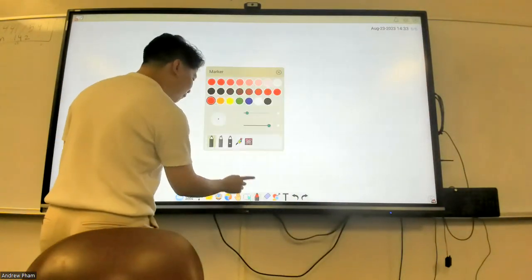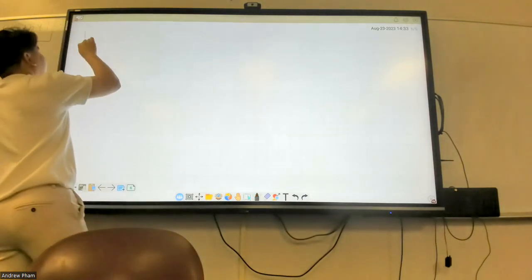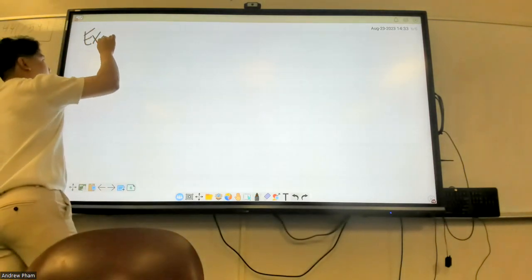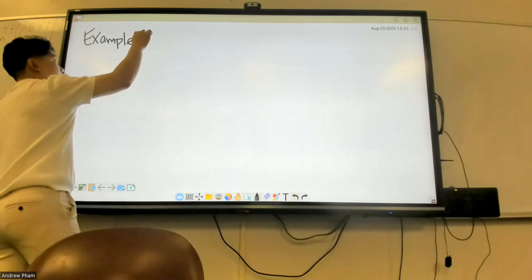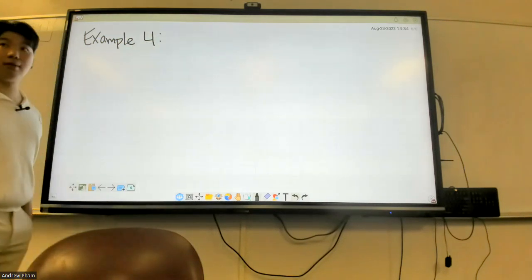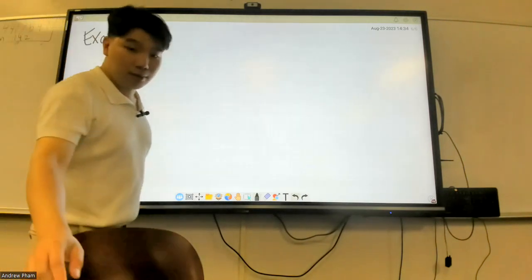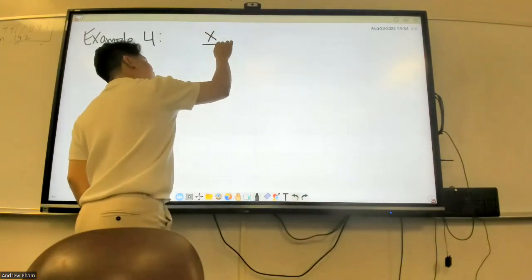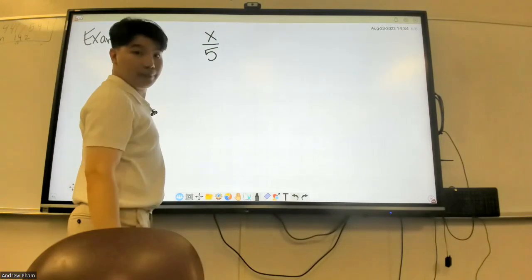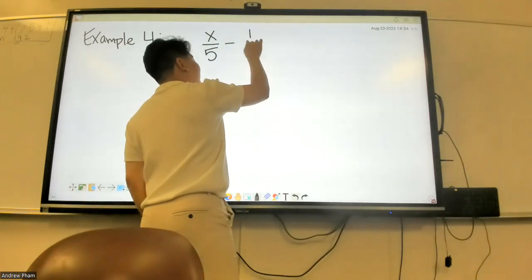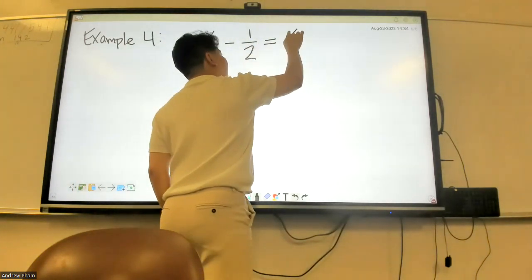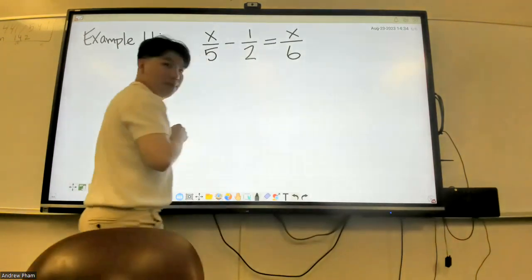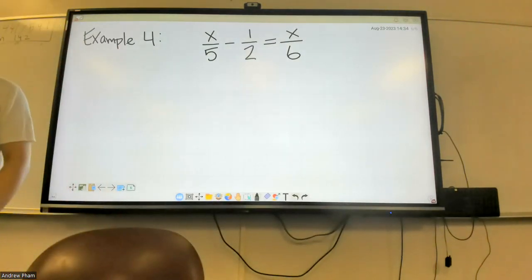This is example 4. Same instructions, solve for x. So what if I have something like this? x over 5 minus 1/2 is equal to x over 6. Something like this here.